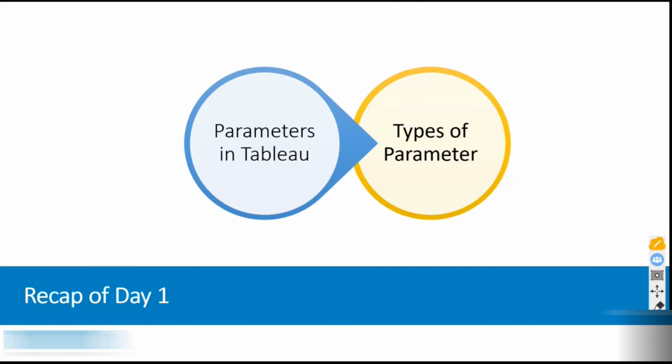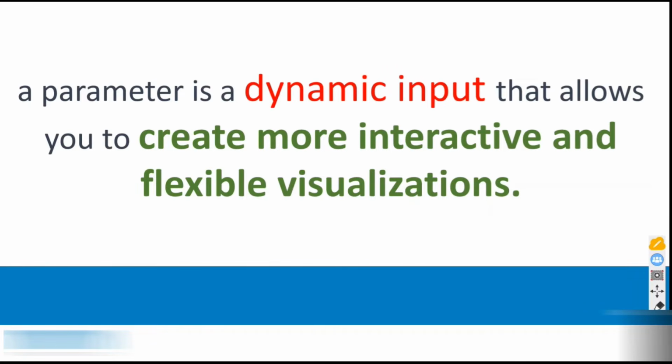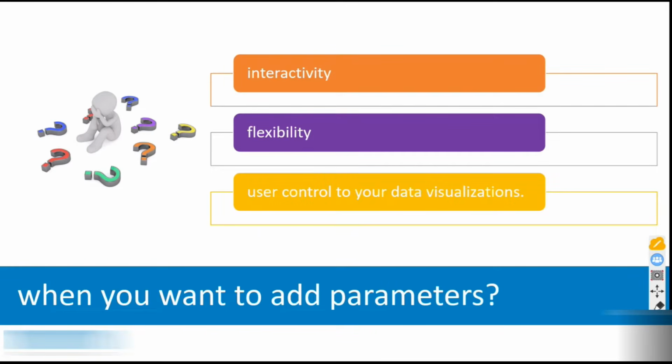Fine. Happy morning, everyone. So in the last session, we discussed parameters. What are parameters in Tableau and types of parameter? In types of parameter, we discussed only two types, and today we'll be discussing the other two types as well. And this is the overview: parameter means you will be giving a dynamic input that allows you to create more interactive and flexible visualization.